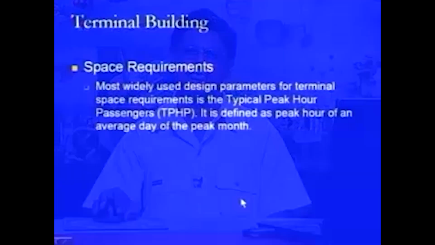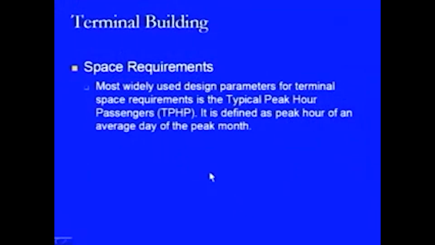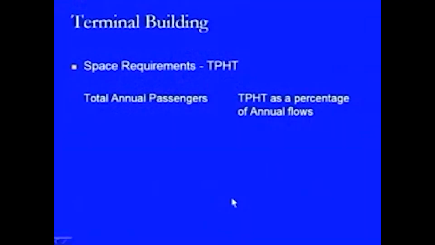Then the most widely used design parameter for terminal space requirements is typical peak hour passengers, which is abbreviated as TPHP, typical peak hour passengers. So, within a typical peak hour, what number of passengers are coming, that is what we are talking about here. It is defined as the peak hour of an average day of the peak month. In terms of this TPHP, the space requirements are given as the TPHP as a percentage of total annual passenger flows. This is how it is defined.